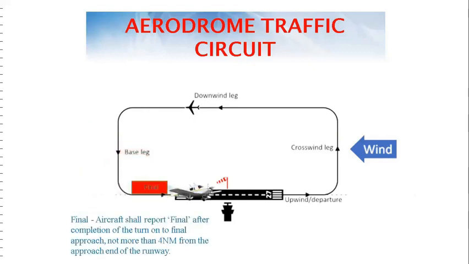Final leg is where the aircraft is lined up with the runway and is getting ready for touchdown. Aircraft shall report final after completion of the turn onto the final approach, not more than 4 nautical miles from the approach end of the runway.